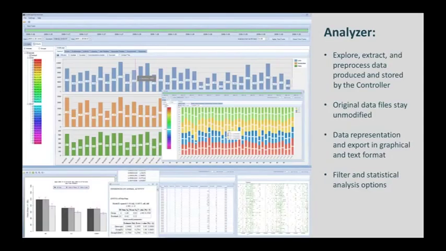In the analyzer, you can explore, extract, and pre-process all the data. A data overview is available in a graphical form or in a text form, which can be exported to use in statistical programs. However, basic statistical tools are incorporated into the software already. Raw data and log files are always stored unmodified.